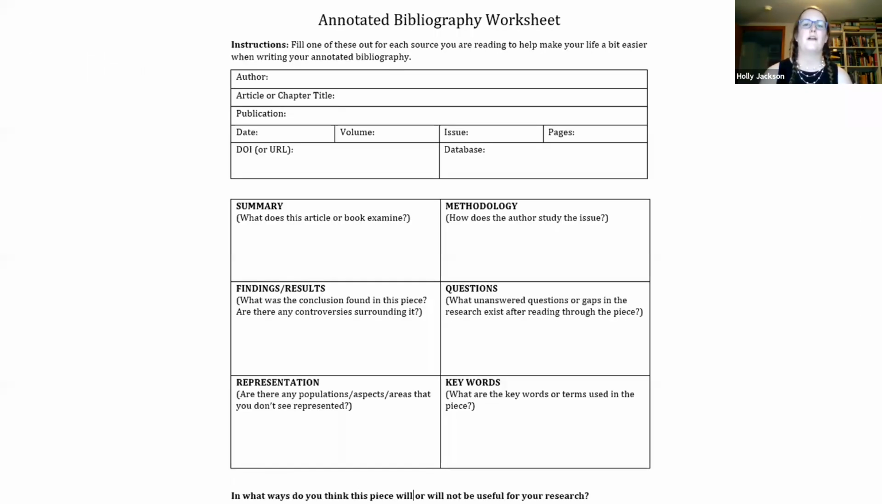You can also fill out the annotated bibliography worksheet, which can help for both annotated bibliographies and literature reviews. So putting in your citation information and then taking a look at what is the summary, what's the methodology that's used in this, what were the findings or results, what questions have remained unanswered or gaps still remain from the research. Representation, are there populations, aspects, or areas that you don't see represented in this piece, and what are the keywords that you use? You can take these and use these both in annotated bibliographies and in your literature review.